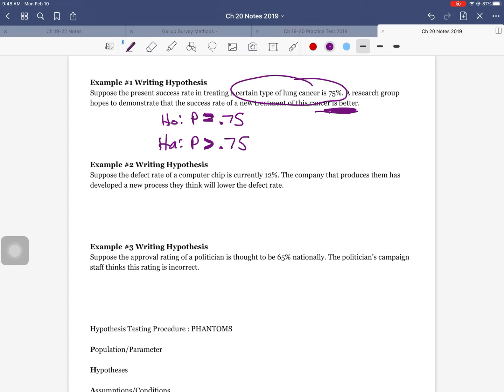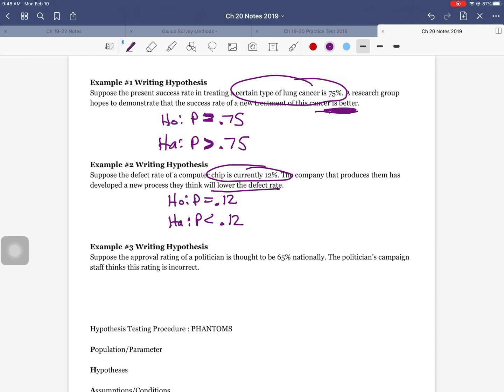Example 2. Suppose the defect rate of a computer chip is currently 12%. The company that produces them has developed a new process they think will lower the defect rate. So we first use the null, and we use their old defect rate and say that P is equal to 12%. The company thinks that they can lower the defect rate, which would mean make it smaller. So we're going to test to see if the P is really less than 12%.